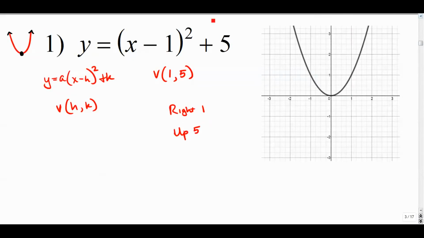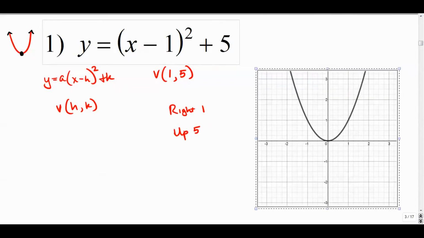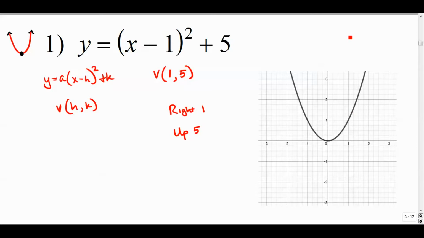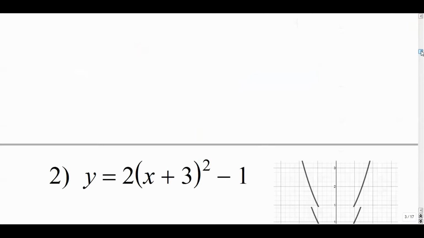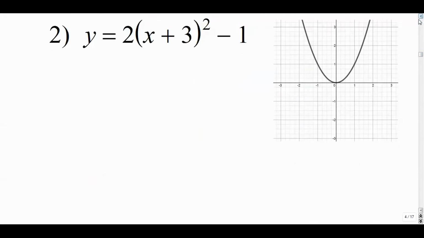I should have drawn a little better graph for this, but right 1 and up 5 is up here somewhere, so it's going to be something like that. Same exact shape, just shifted right 1, up 5. And I know it's right 1 because the number inside here is minus 1. Remember, when they're inside, it shifts left and right. So that's right 1 and up 5. Let's keep going.